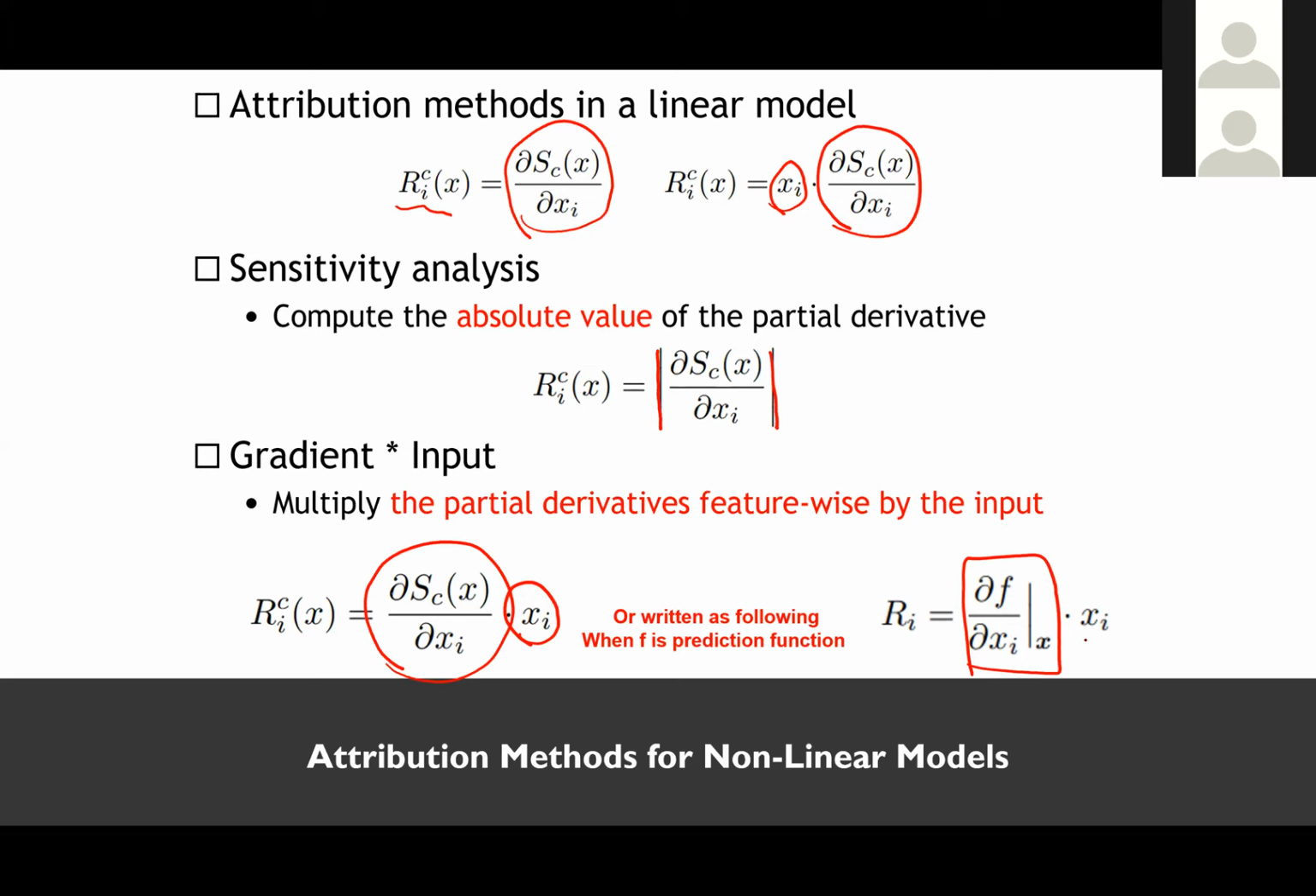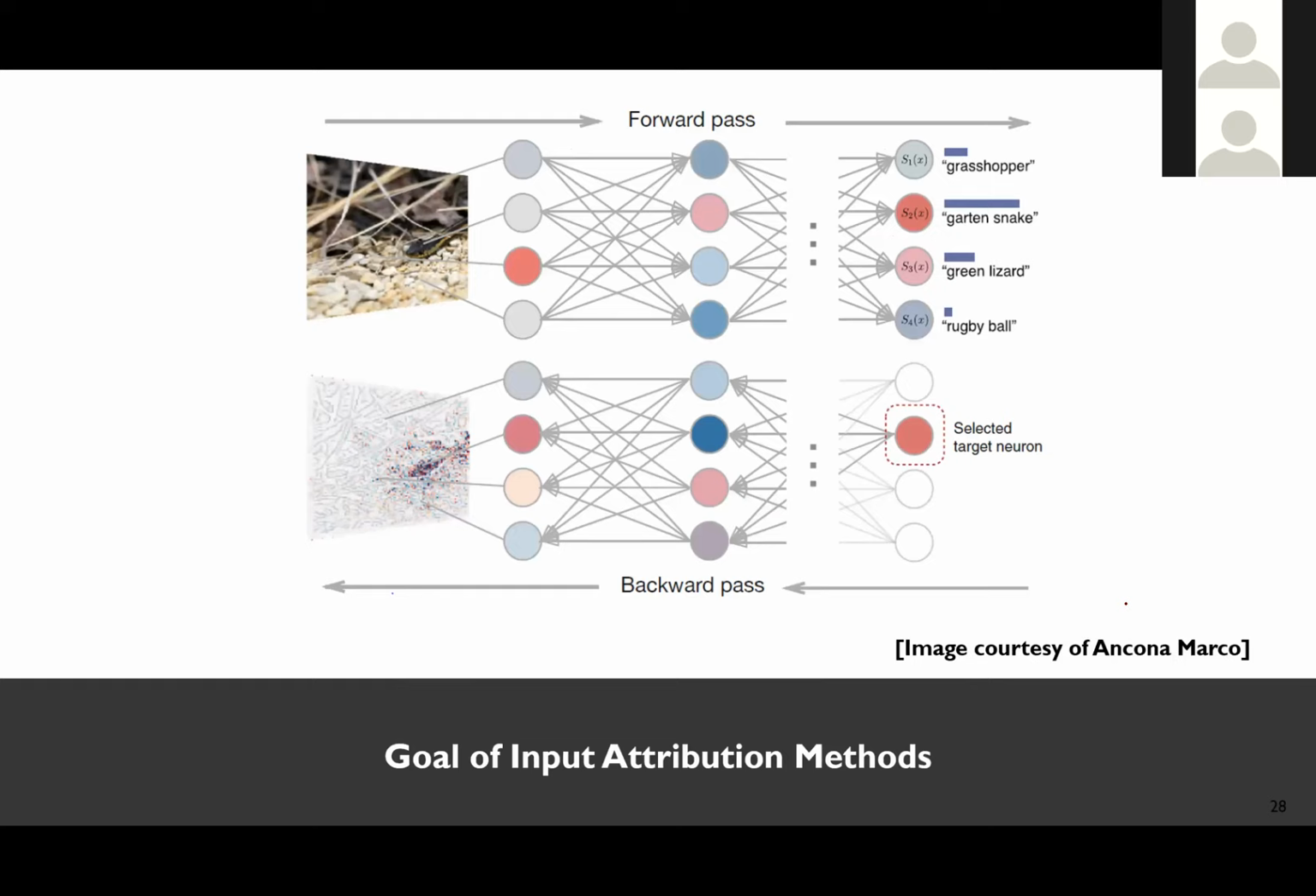So if we have an example for this, the deep neural network case, a feed forward neural network, then grasshopper is predicted somehow, cartoon snake is predicted somehow, green lizard is predicted somehow, ladybug is predicted somehow. If we decide that we will compute attribution for the class C, the garden snake, then we eliminate all the other classes and the attribution method, and we only focus on the garden snake and try to compute the attribution backward, right?